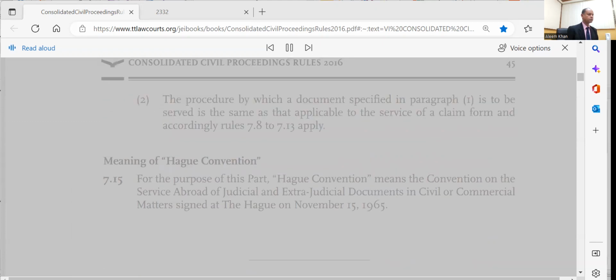Consolidated Civil Proceedings Rules 2016-45. 2. The procedure by which a document specified in paragraph 1 is to be served is the same as that applicable to the service of a claim form, and accordingly Rules 7.8 to 7.13 apply. Meaning of Hague Convention. 7.15. For the purpose of this part, Hague Convention means the Convention on the Service Abroad of Judicial and Extrajudicial Documents in Civil or Commercial Matters signed at The Hague on November 15, 1965.